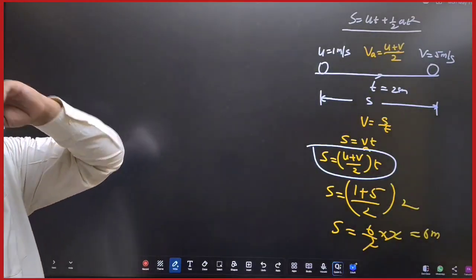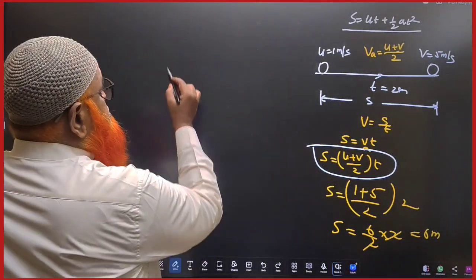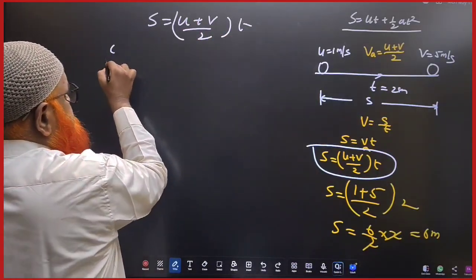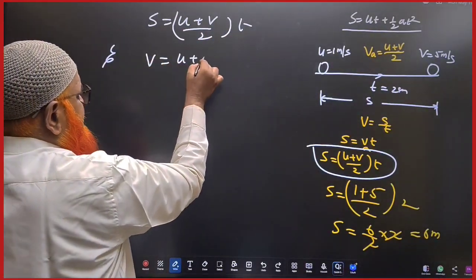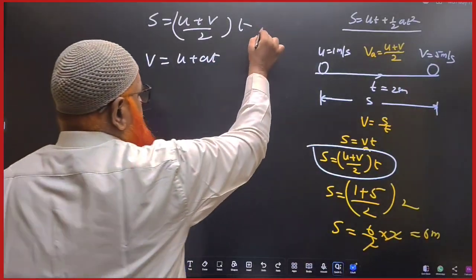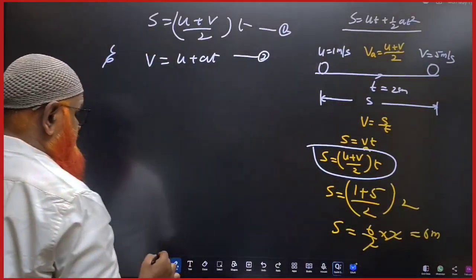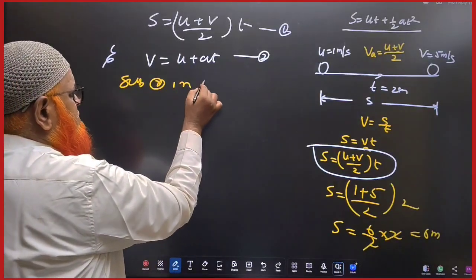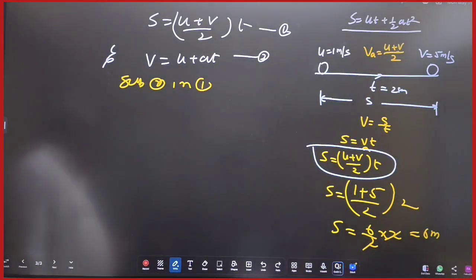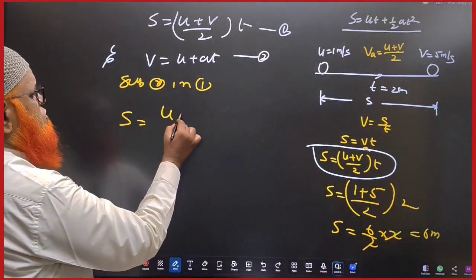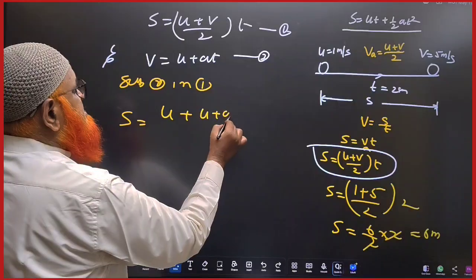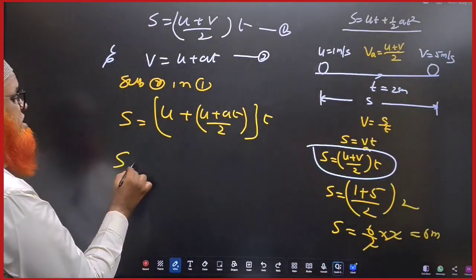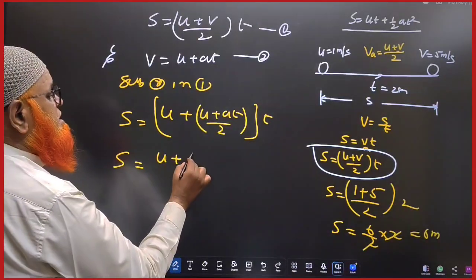What shall I do now? As S is equal to (U plus V) by 2 into T, and V is equal to U plus AT, which is already known to us. This is equation 1 and this is equation 2. Then what will you do? Substituting 2 in 1. What are you going to get now? S is equal to U plus V, and V means U plus AT, divided by 2, into T.